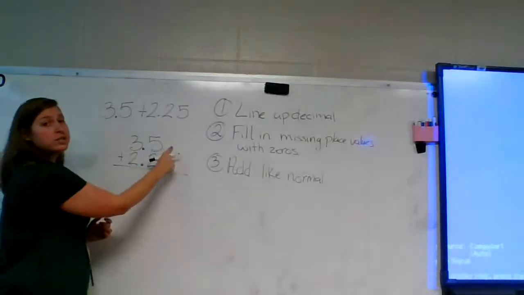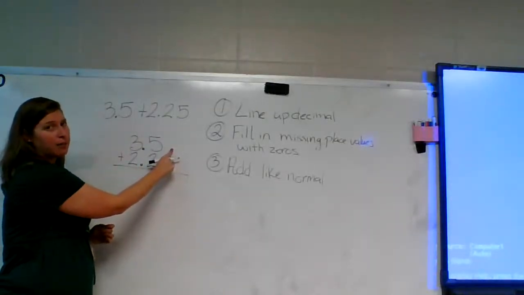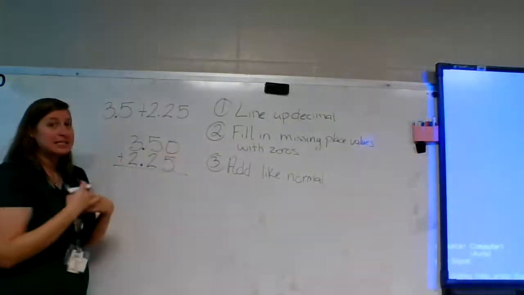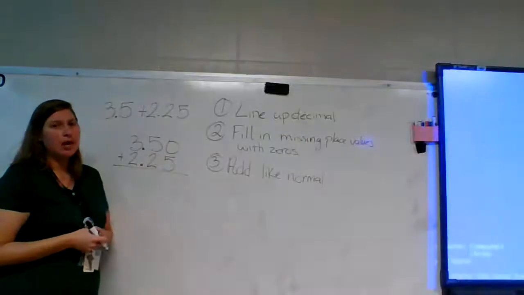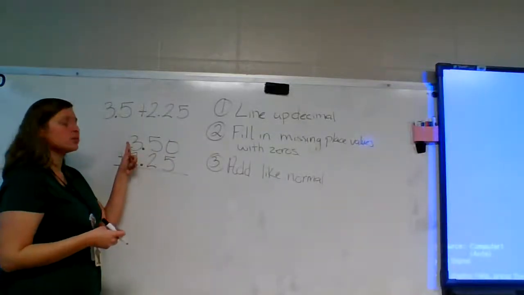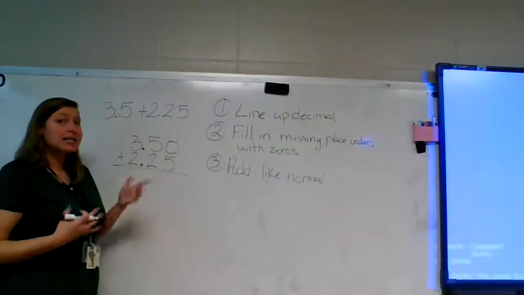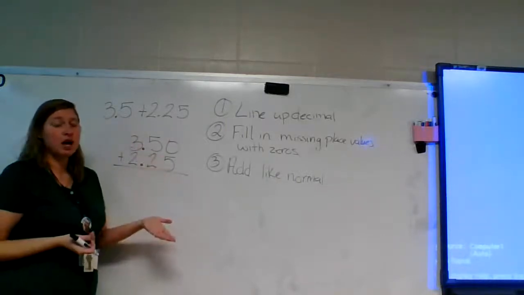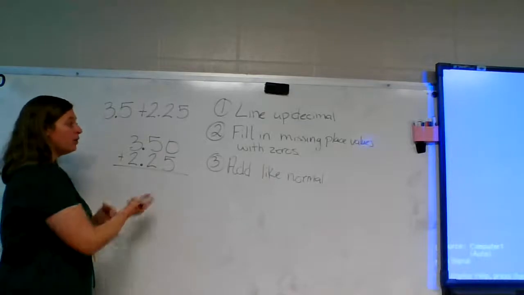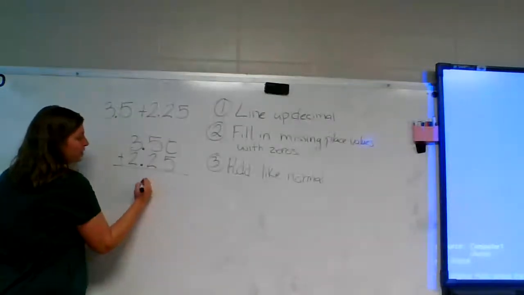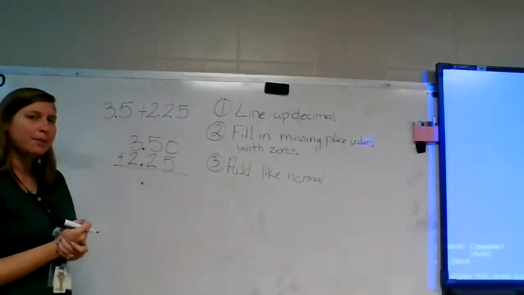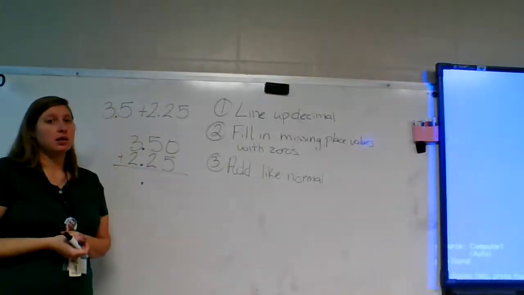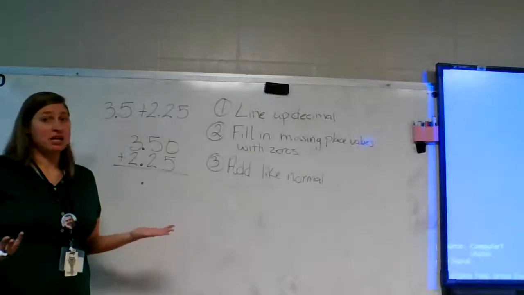I have one spot missing in my first number. So the only number I can put there that represents nothing is a 0. And that doesn't change the fact that this was a 3 5/10, because 3 5/10 is the exact same thing as 3 50/100. Now, we drop our decimal, so then our decimals are still all lined up. We want our decimals to be lined up in the problem and the answer. Then we add as if the decimal is not even there.